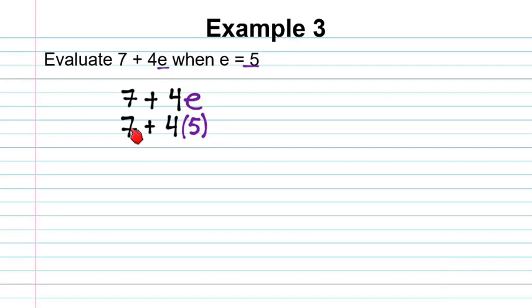Now that I have that, which comes first, addition or multiplication? Order of operations states that multiplication comes first, so I do 4 times 5 first, and that means I now have 7 plus 20, and for a grand total of 27.